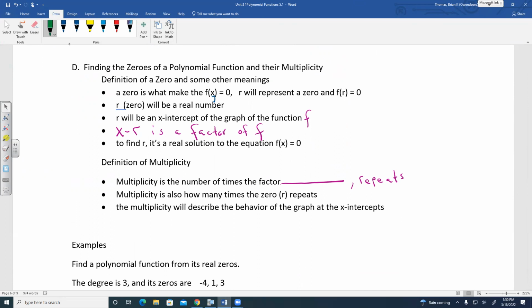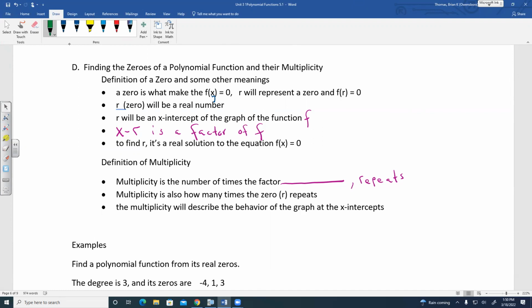We're going to let r represent a zero. So f of r, if that gives me 0, then we have what's called a zero. R will be some type of real number, but what it's going to do is make the output value 0. So we're looking for the input value that makes the output value 0. In other words, the value of x that makes y turn into a 0. R will also be an x-intercept, because you remember on a graph, an x-intercept is when y does equal 0.